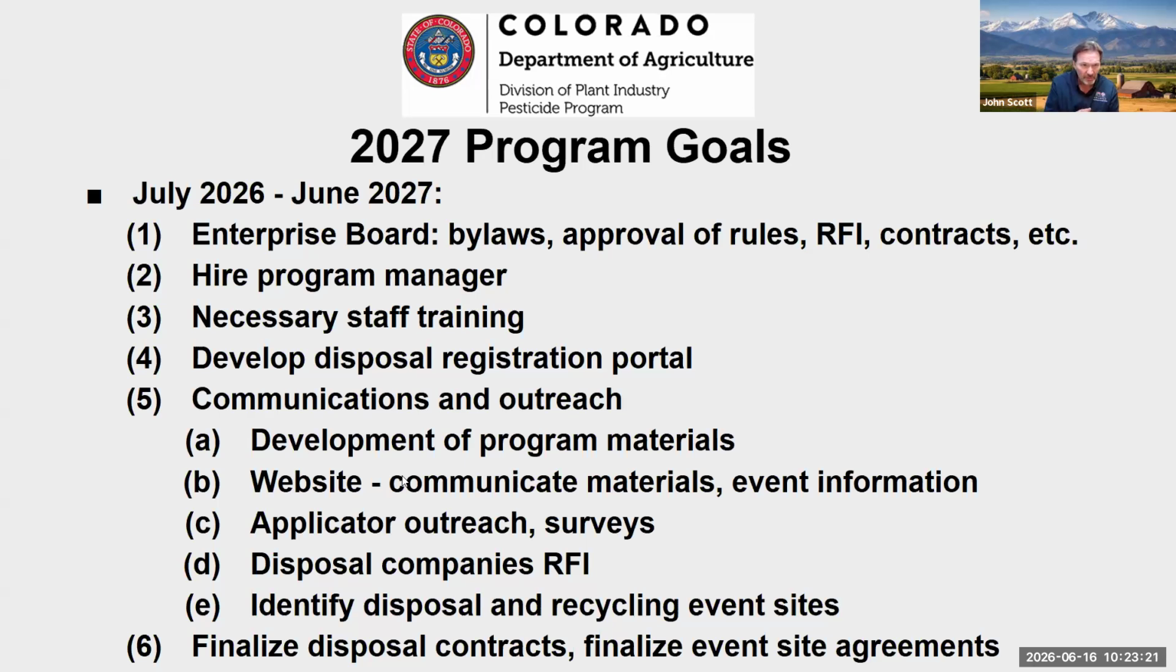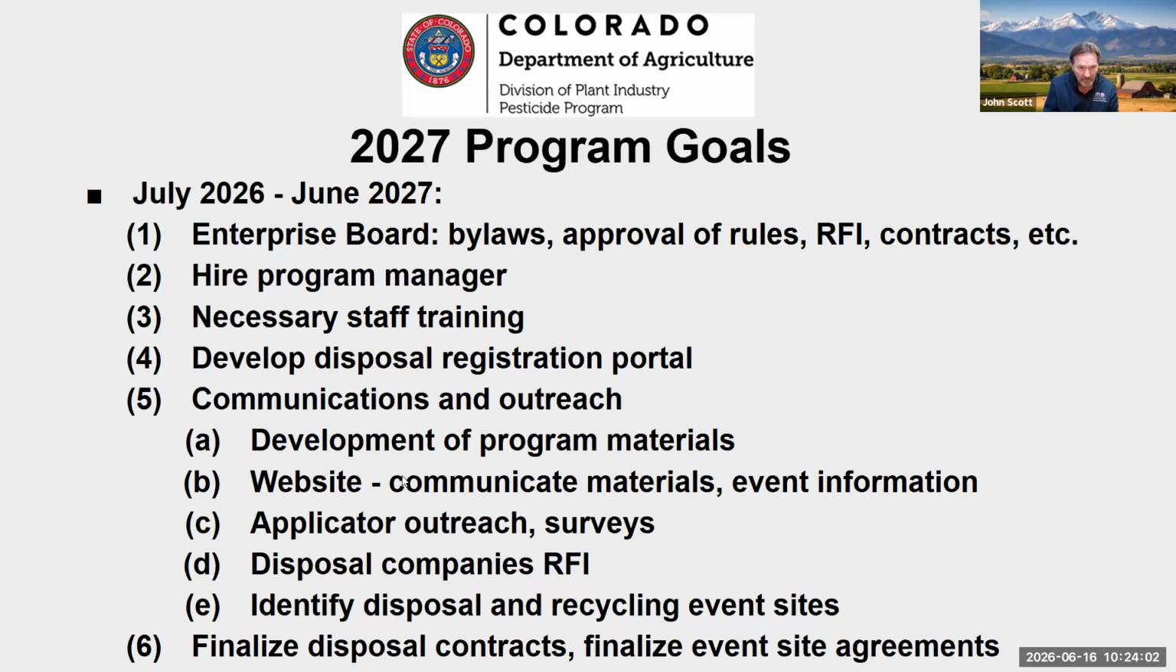Kind of our goals here between now and heading into next year. So from July, starting next month, we'll begin working with the enterprise board. We're going to be developing and getting approval of our bylaws. We'll be proposing rules based on our stakeholder feedback. As Kathy mentioned, we'll be developing the RFI, the request for information, and working on developing those contracts. I'll be working on hiring a program manager for the program.